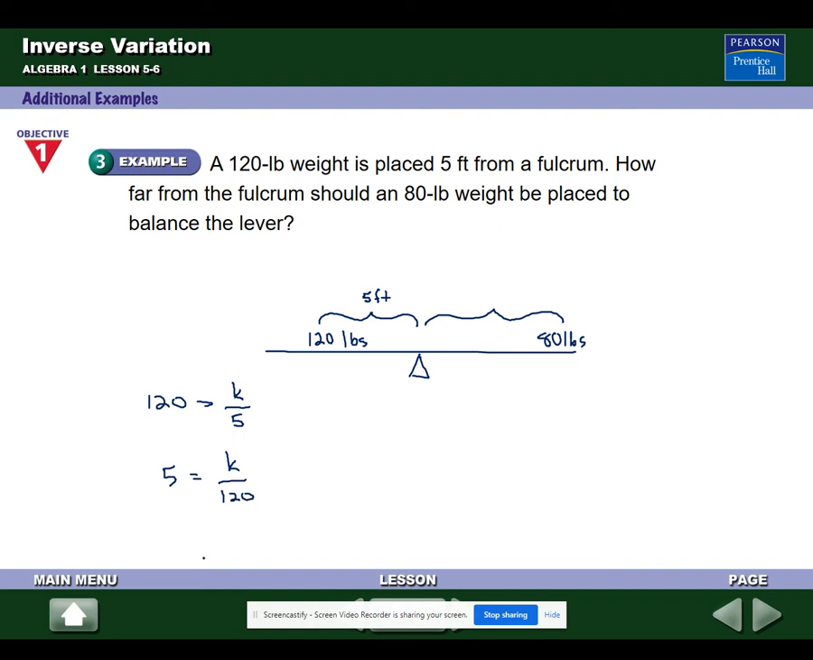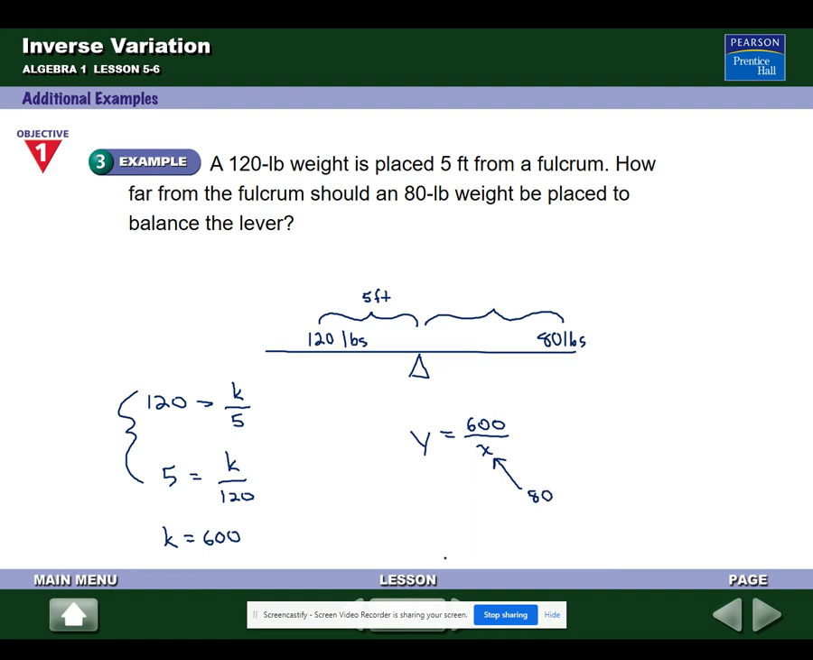Because in either case, to find the k value, wouldn't you multiply? And you'd get 600. Either way, you're going to get k equals 600. Okay? So the k value there is 600. Now, with these to balance out, the question would become, well, y equals 600 over x, and I want to find the y value when the weight is 80.